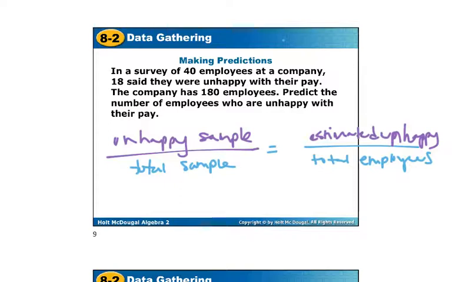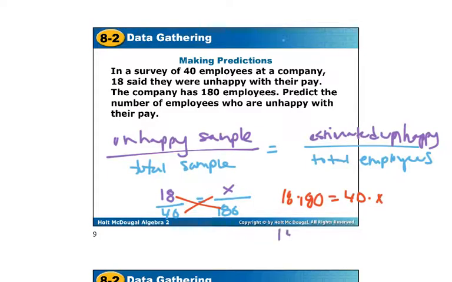Let's see. Unhappy sample, there were 18 of them that were unhappy out of the total of 40 that were surveyed. We don't know how many were unhappy, but we do know that there are a total of 180 employees. So how do we solve this? Cross-multiplying. So we're going to multiply 18 times 180, and that's going to equal 40 times x. What's 18 times 80?